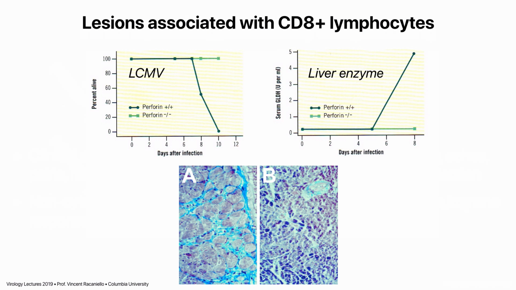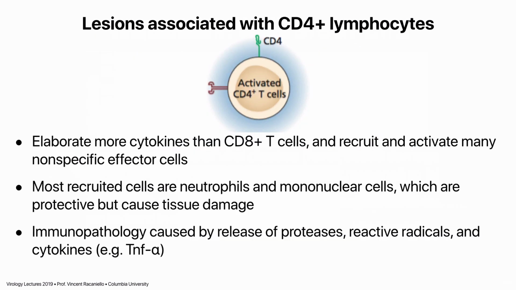And on the bottom, you can look at the heart tissue, which also gets infected. On the left, you see this blue staining indicates a certain kind of pathology in the heart. These are wild-type mice. The perforin knockout mice don't have that heart damage. So, beautiful example of how a specific component of CD8 CTLs is responsible for immunopathology. CD4 positive cells also are involved in immunopathology.